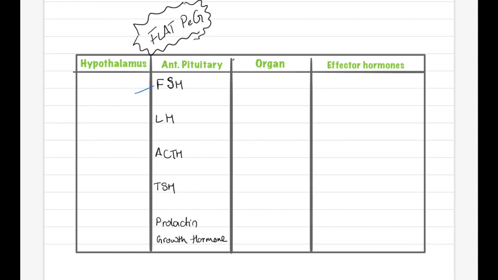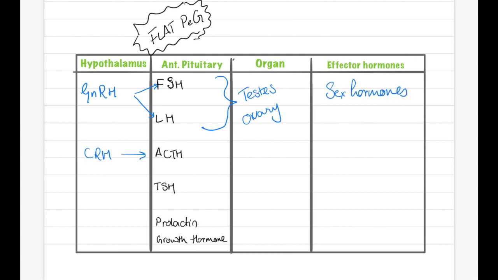The release of both FSH and LH are controlled by gonadotropin releasing hormone, which is produced from the hypothalamus, and the hormones from the anterior pituitary affect the testes and ovaries to promote several functions such as spermatogenesis, ovarian follicle development, testosterone release, and corpus luteum development.